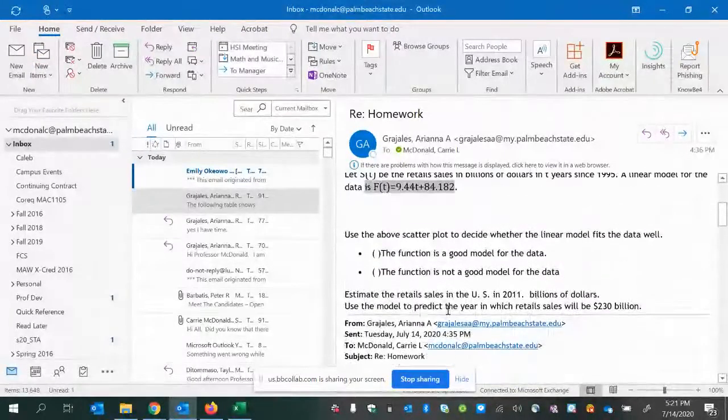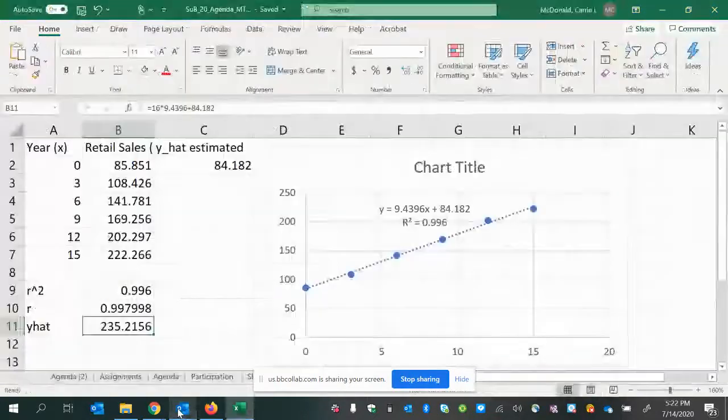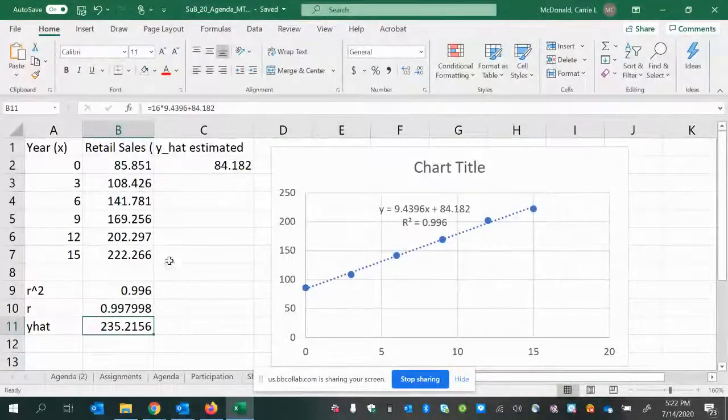Okay, so, and then it says use the model to predict the year in which retail sales will be 230 billion. Use the model to predict 230 billion. So far, did that make sense what I just did there? Yeah, kinda. It made more sense than what I had before.